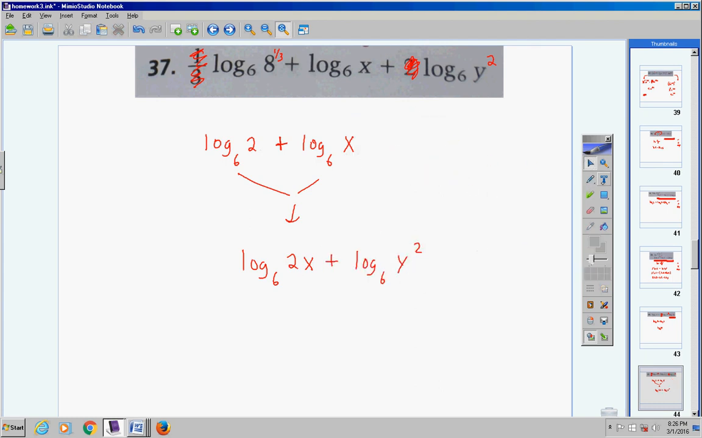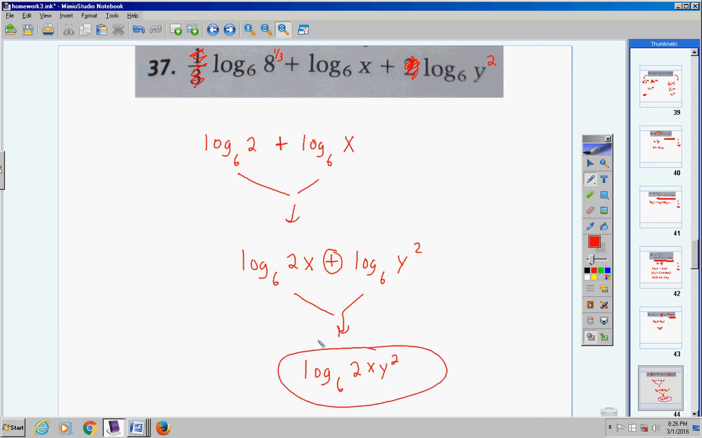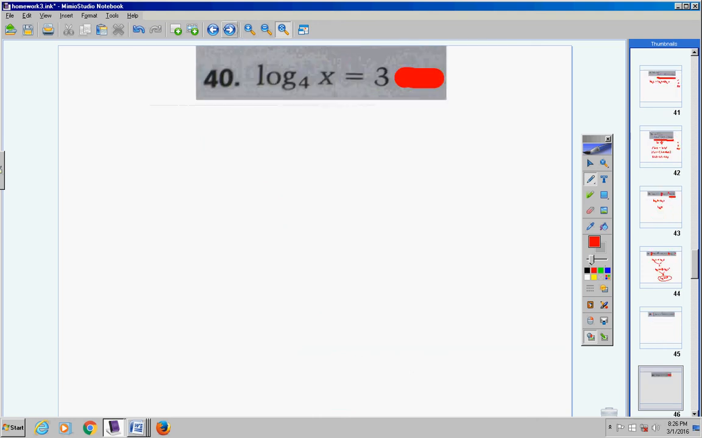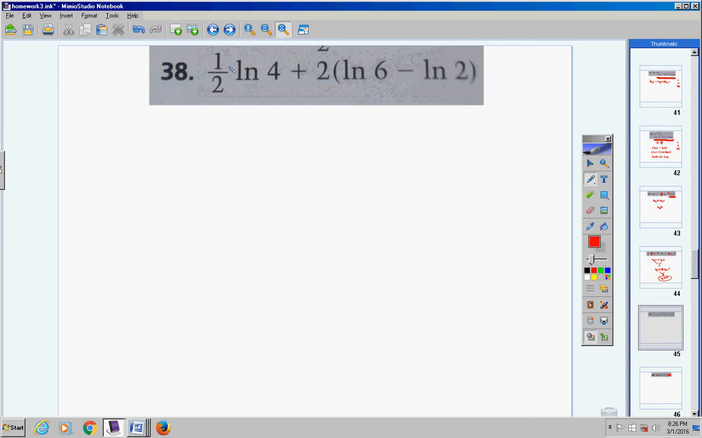Now we're going to condense those two logarithms, so these two become a logarithm base 6. The two logarithms are adding, so we multiply our arguments: 2x y squared. And let me check my book for that answer. Number 37, and yes, that is correct. Alright, number 39, or 38, excuse me. Okay, we're going to condense this logarithm now.